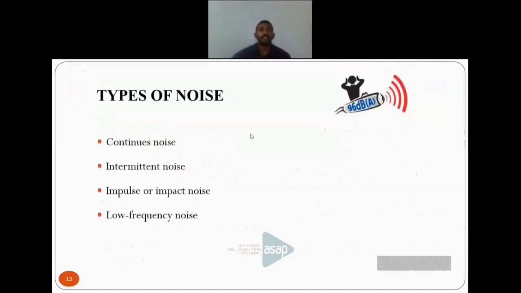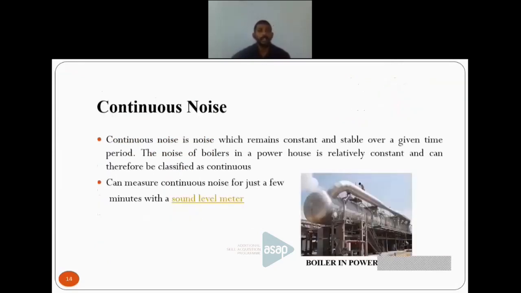Now let's see the types of noise. There are 4 types of noise: continuous noise, intermittent noise, impulse or impact noise, and low frequency noise. Continuous noise, as the name indicates, is continuous in nature, without stopping. The main examples are industries and engines. If an industry or engine is continuously running, that is termed continuous noise.